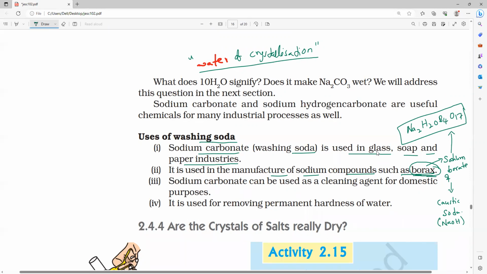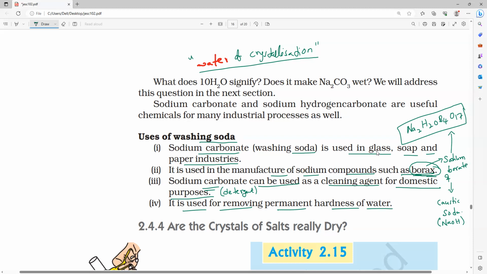Next, sodium carbonate can be used as a cleaning agent for domestic purposes. In our household, we can use it as a detergent. Because it has a cleansing property, we use it to manufacture detergents. In the form of detergent, we prepare it as a cleaning agent for our household or normal purposes.